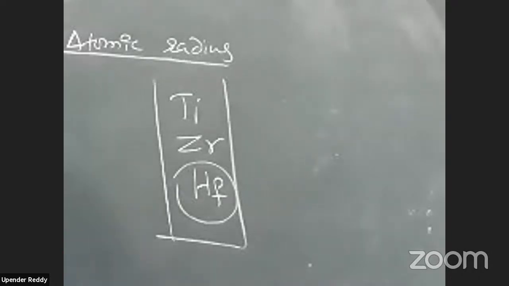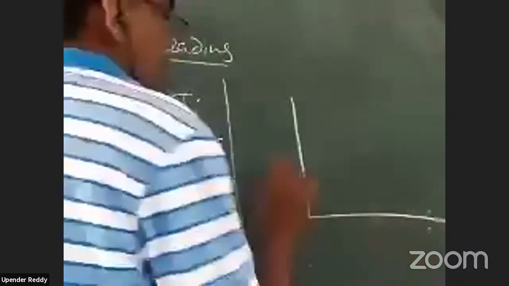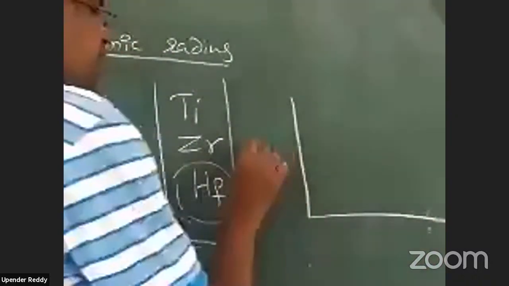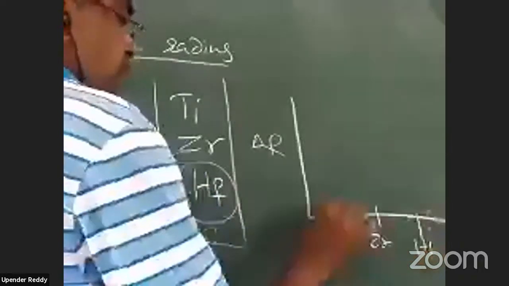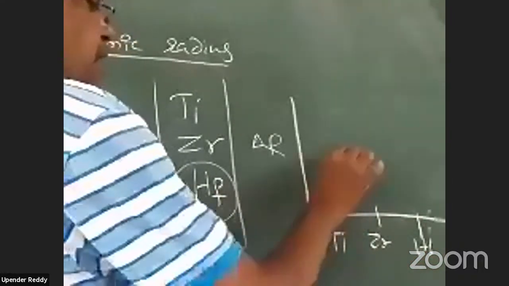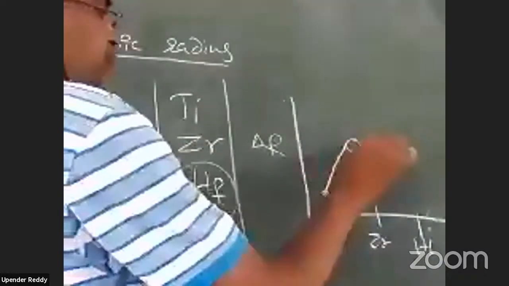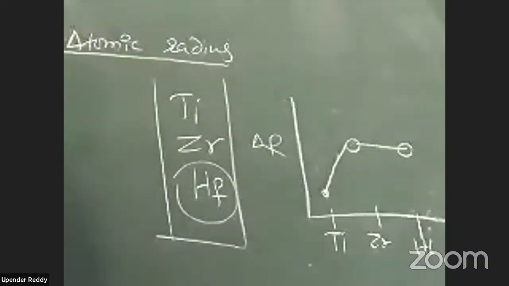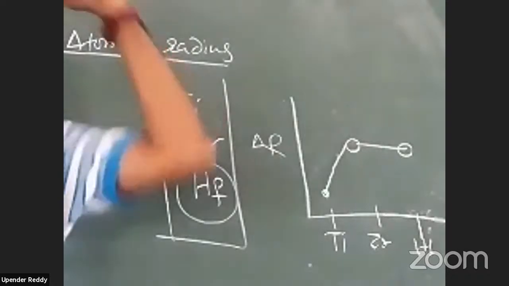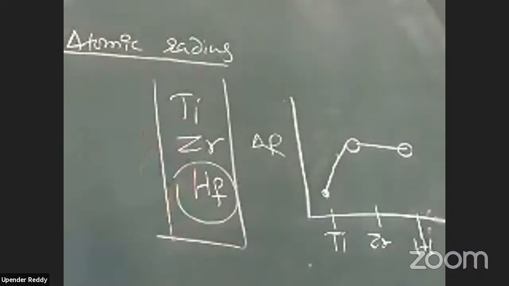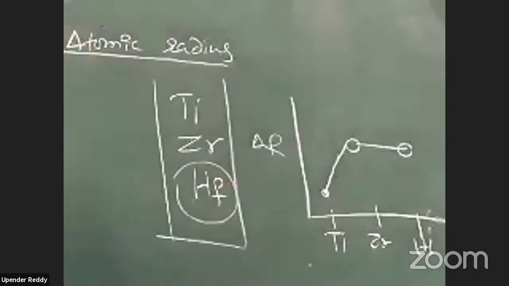But what I am saying is, zirconium and hafnium are almost equal in size. Take atomic radius on the y-axis and the atoms titanium, zirconium, hafnium on the x-axis. Titanium's size is smaller. Moving down the group, zirconium is larger, followed by hafnium with almost the same size. Listen to me: zirconium and hafnium have almost the same size. According to your knowledge, hafnium is larger, the majority answer, but keep this in mind.